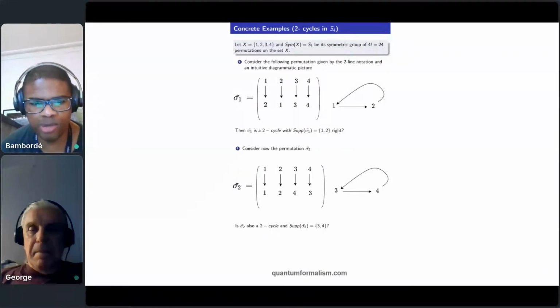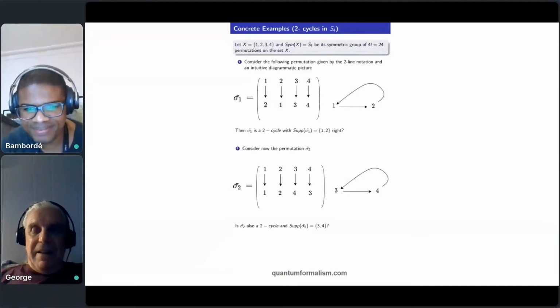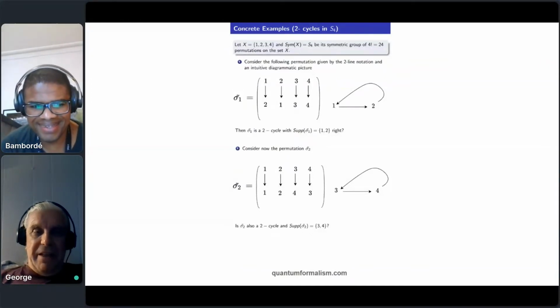Okay, and do you agree with us, George? What's your verdict? This is a 2 cycle. Yeah, I think with two elements, it's really crystal clear. There isn't room for it to be anything else. Yeah. Okay. Good. So here's another example.